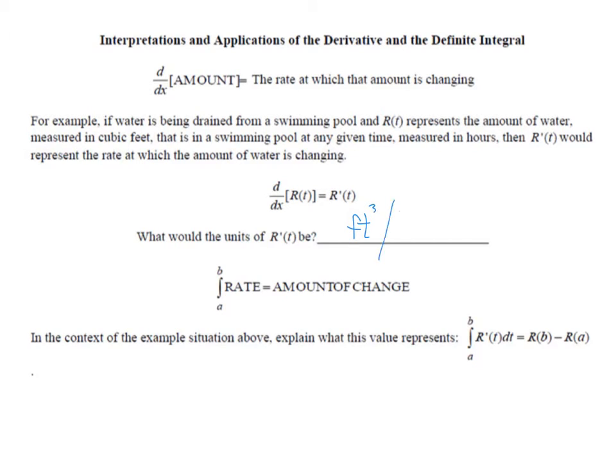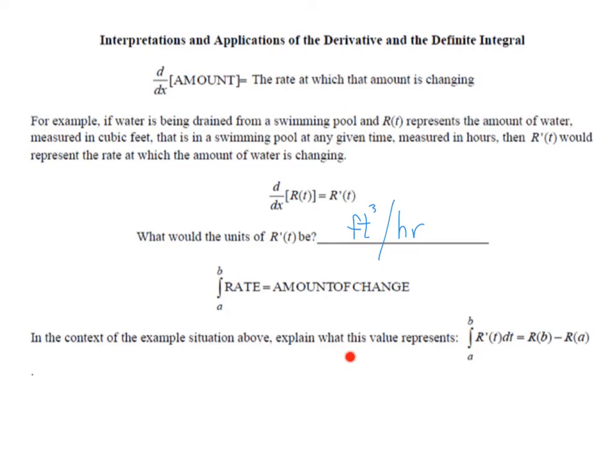Cubic feet per hour. So if we talk about the integral from a to b of the rate, which is the derivative, that would be the amount of change that you would have seen from the beginning. Now, if there was already water in the tank, then to determine the amount of water after the change, you would actually have to add the initial amount of water, which we'll talk about in a second.